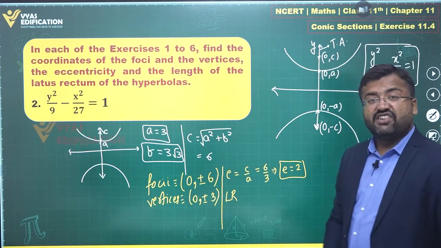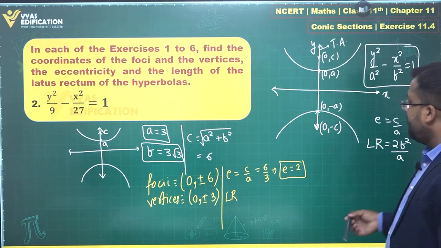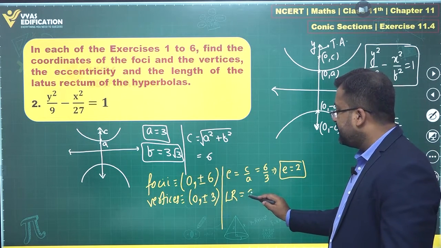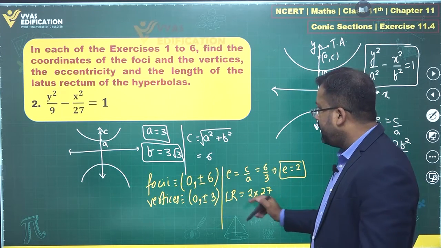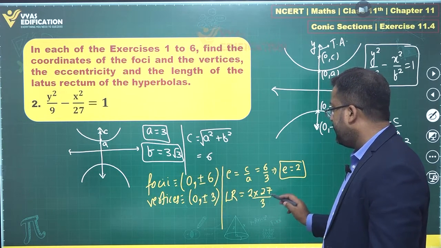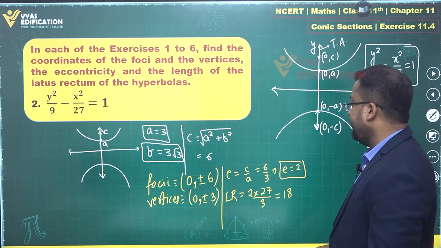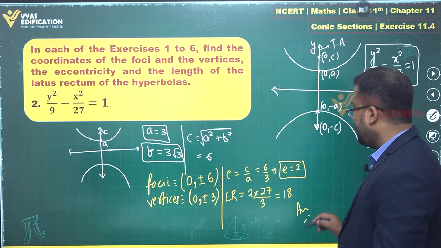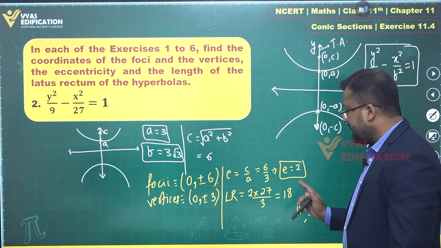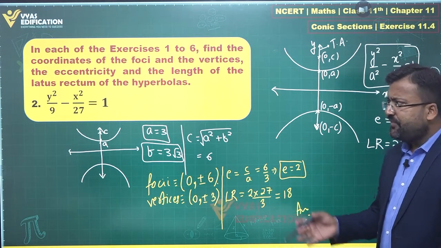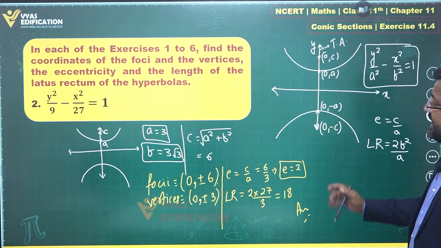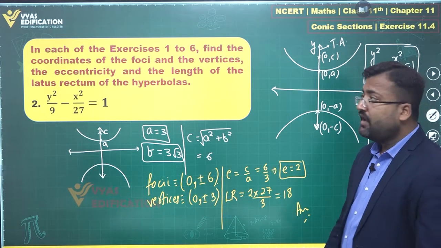What about the latus rectum? The length of the latus rectum will be equal to 2b square upon a, which is 2 times 27 upon 3. This is equal to 18, and that gives me the final answer. These are asked in this question, and we have found all of those things. That's the complete solution for this hyperbola.